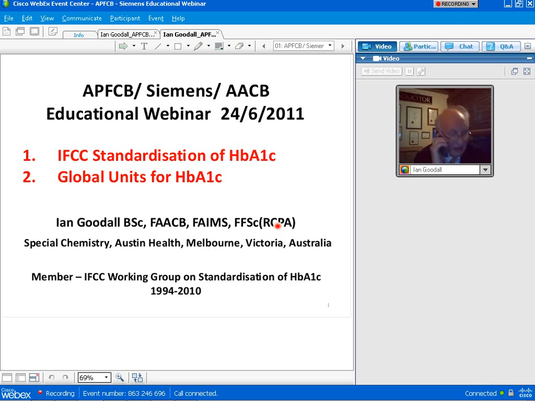The speaker today is Ian Goodall. Ian is an expert on glycosylated hemoglobin. He is based in Melbourne. He is a graduate of Melbourne Uni and has been working at the Austin Hospital in Melbourne for the last 43 years. He's a fellow of the AACB, AIMS, as well as the Faculty of Science of the Royal College of Pathologists of Australasia. And importantly, he is a founding member of the IFCC working group on standardization of HbA1c and has been on that working group since it completed its work last year. Now we are in the implementation stage, and so he's going to talk to us about the practical aspects of HbA1c standardization.